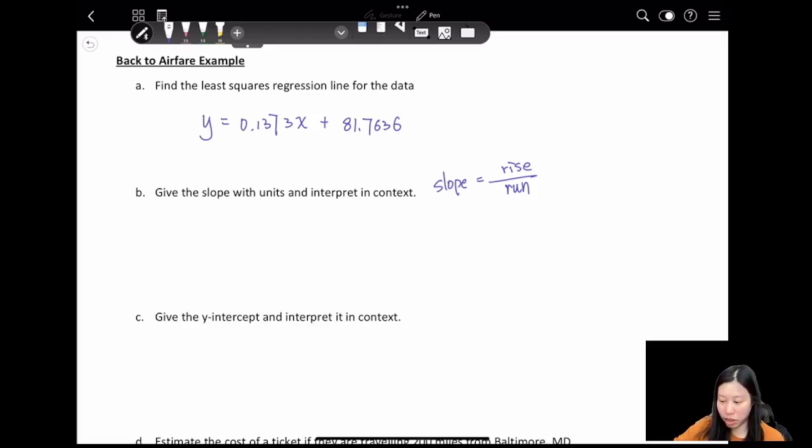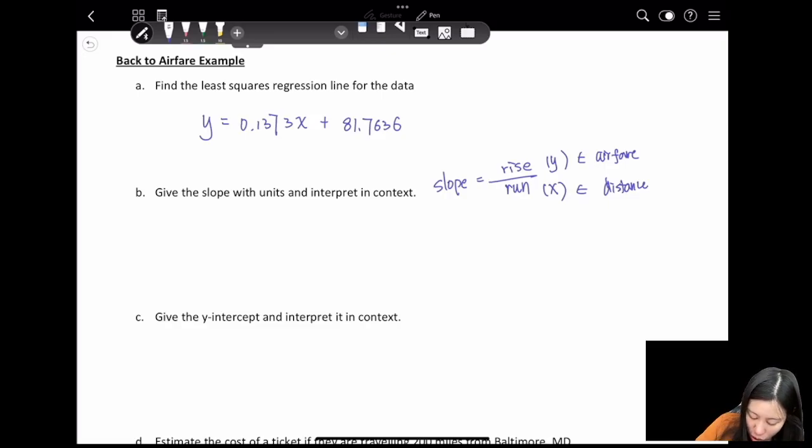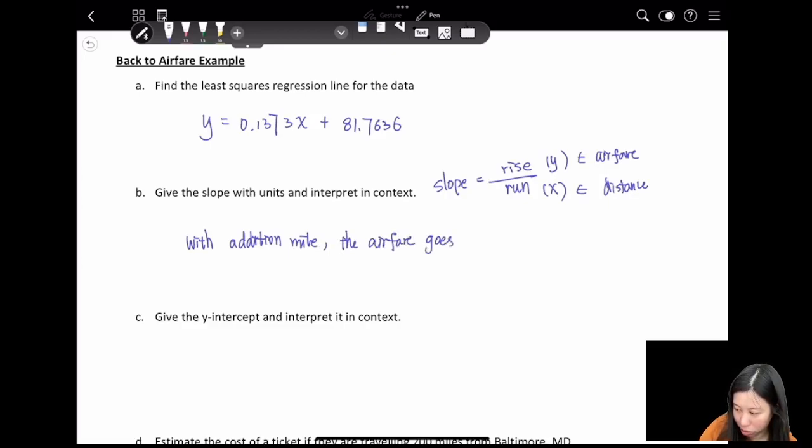So remember, the slope means the rise over the run, right? So that means the rise is the y and 1 is x. Y is the airfare. In our example, x is our distance. So how do we explain this? We can explain that with an additional mile, the airfare goes up about 14 cents.